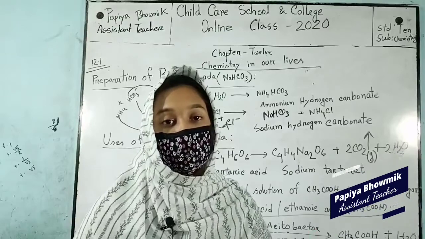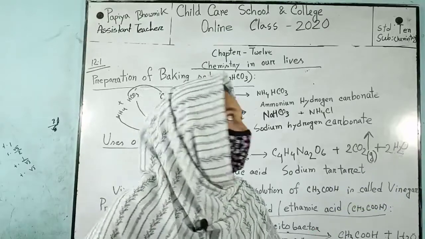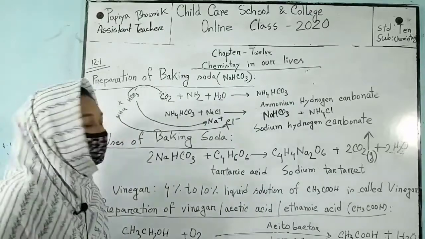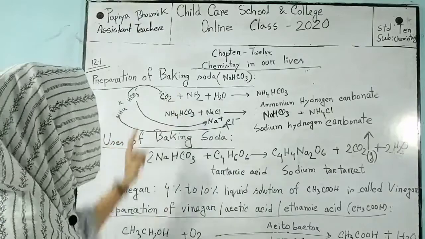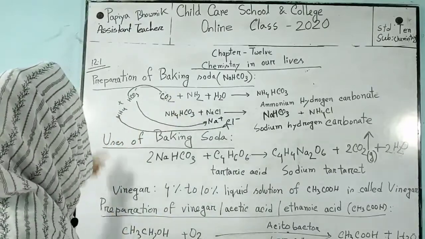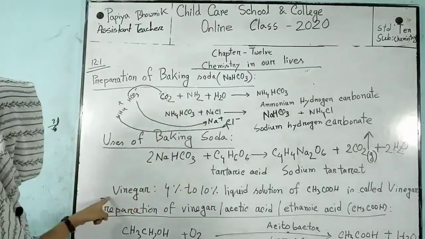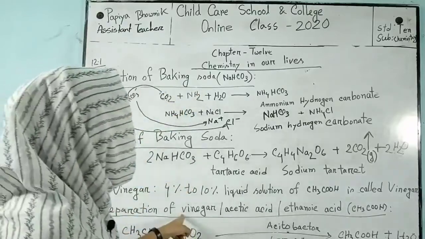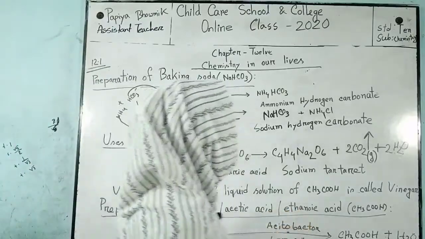Today I am discussing chemistry of standard 10, chapter 12, Chemistry in Our Lives. Today I am talking about baking soda and vinegar, and we will also discuss the preparation of baking soda, the use of baking soda, and the preparation of vinegar. Vinegar is also called acetic acid or ethanoic acid.